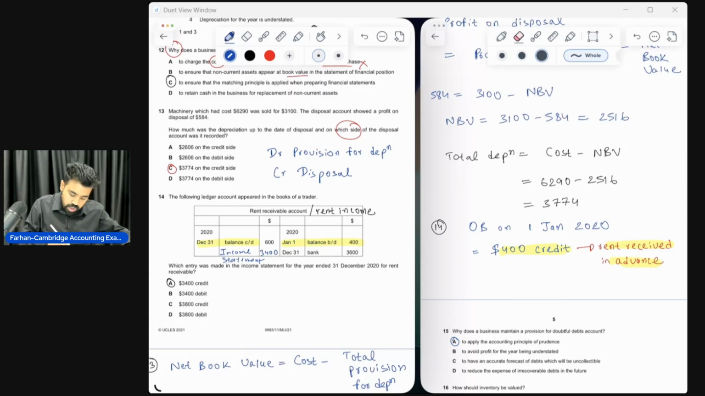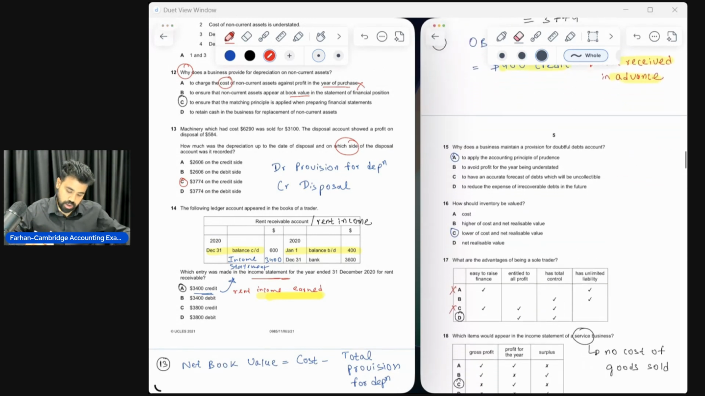We have shown $3,400 credit for the entry, which mainly refers to rent income that is earned by the business. And any income that a business earns is always credited. And because this is an earned income, it must be included in the income statement as part of the matching principle, where we calculate profit accurately, ensuring that revenues are matched against expenses. So the correct answer to select for number 14 would be option A, 3,400 credit.